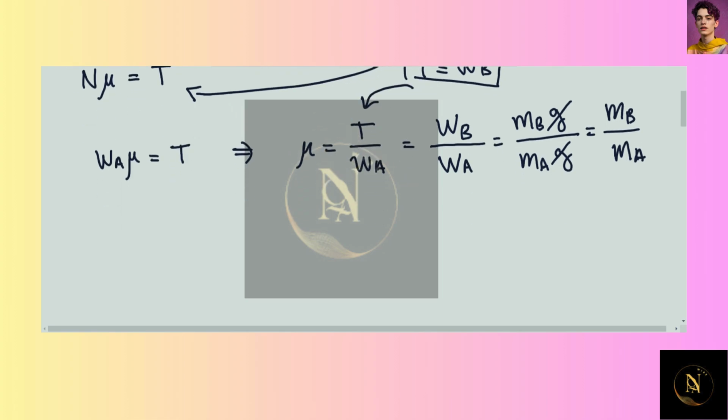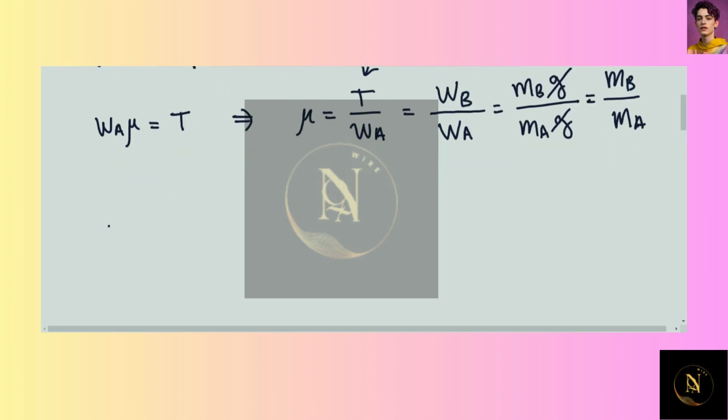Putting the values that we know for this problem, mB is 25 kilograms and mA is 45 kilograms. So the coefficient of friction is equal to 0.56.